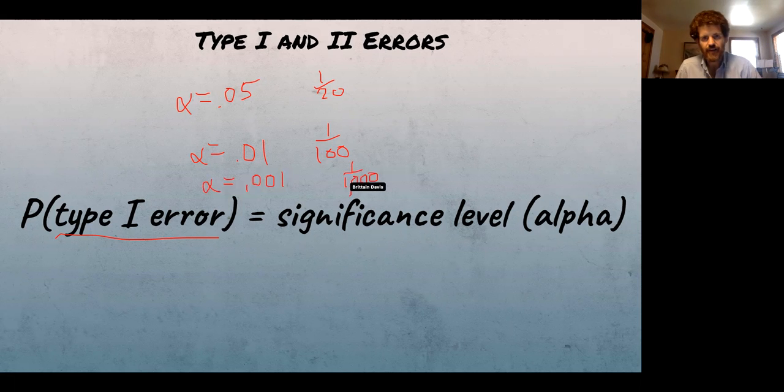I will say that how you change your type 1 error affects your probability of a type 2 error. But we'll talk more about that another time.